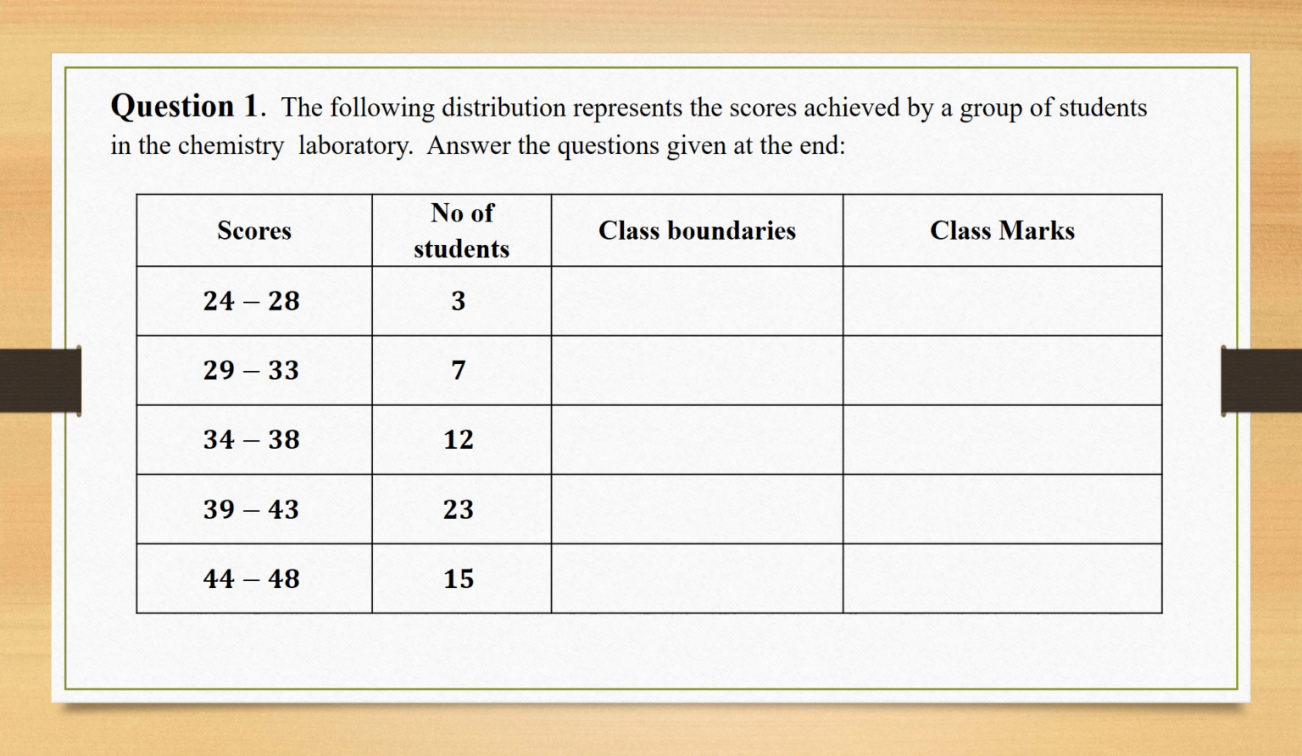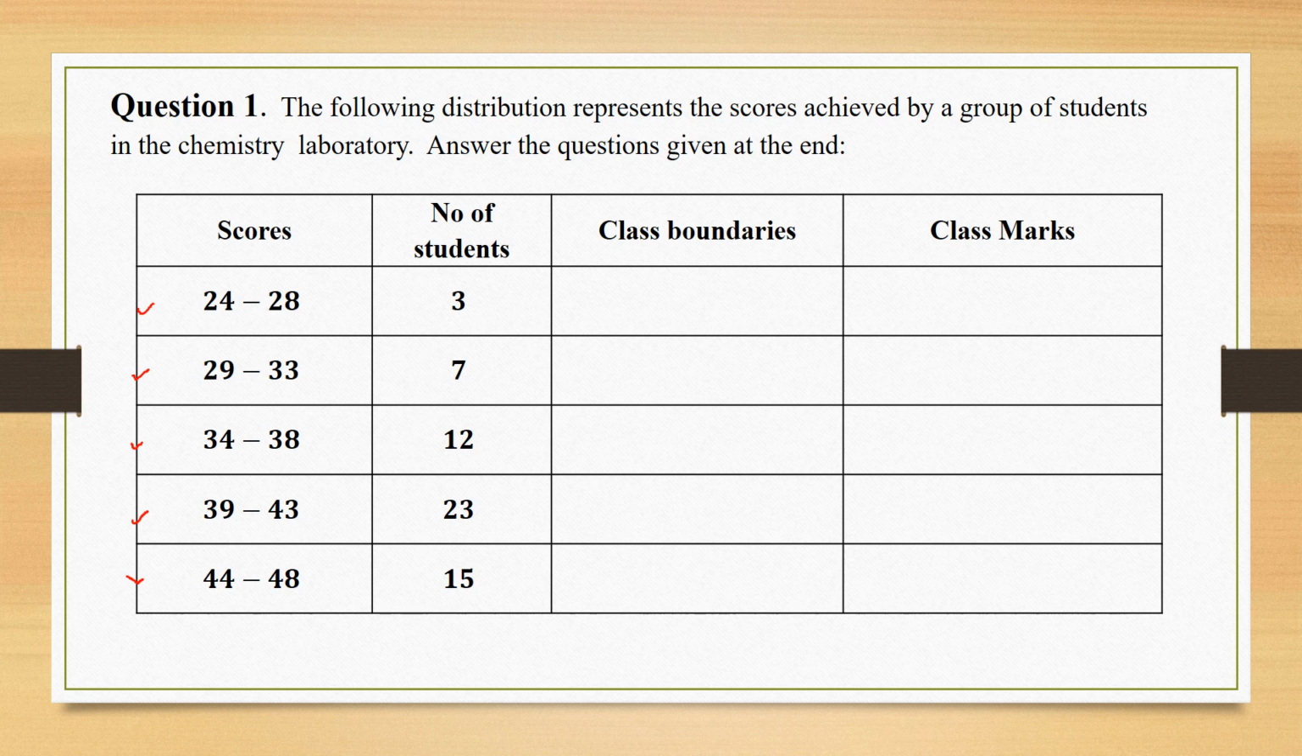Now here in this frequency distribution table, in total we have 4 columns. Column 1 is the scores, the second column is the number of students, column 3, and here we have column 4, class mark. Now look at the first column, scores. In the first column we have groups. So how many groups do we have? 1, 2, 3, 4, 5. In total we have 5 groups.